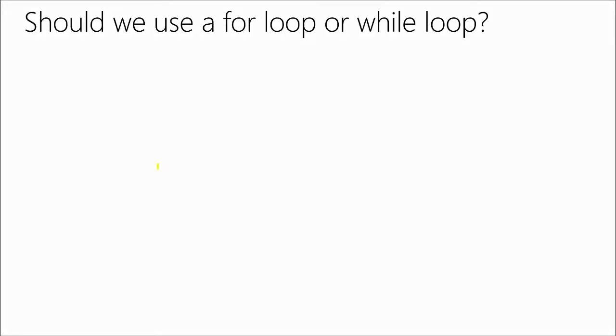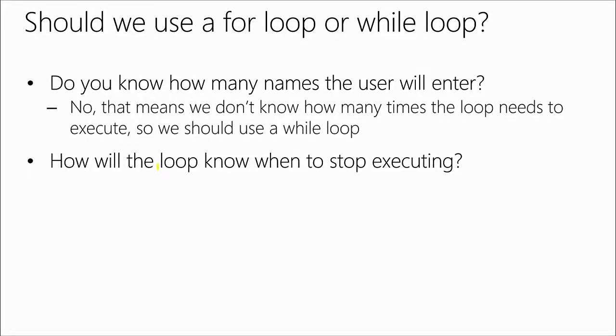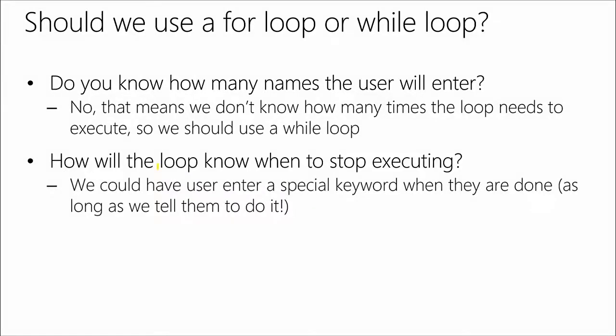Should it be a for loop or a while loop? Well, do you know how many names are going to be entered? I don't know. So therefore, I can't go with a for loop. So I'm going to have to go with a while loop. How will the loop know when to stop executing? You're going to have to figure that out. Maybe the user enters a special keyword when they're done or something like that. Though if the user has to enter a special keyword, you better tell them. That would be a good idea.